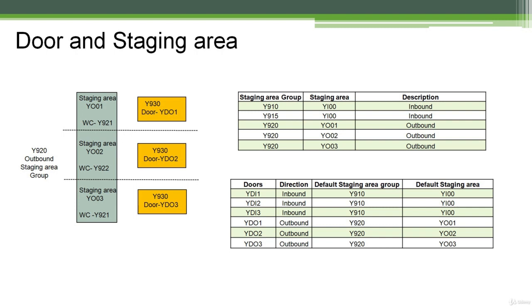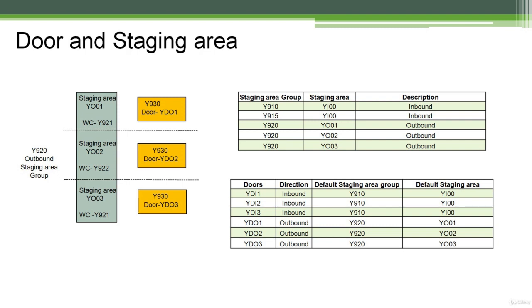Doors and staging areas. We have one staging area each in Y910 and Y915 storage type. Both are for inbound. Y910 is for inbound when we receive products from suppliers. Y915 is the inbound staging area group when we receive products from production. For staging area group Y920, we have 3 staging areas: Y001, Y002 and Y003.